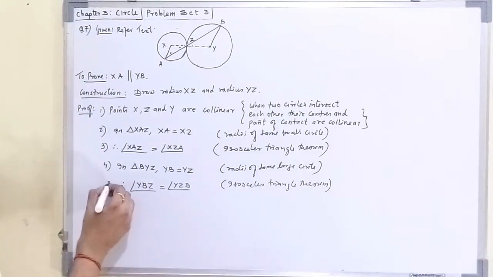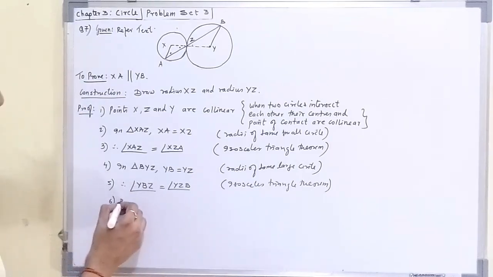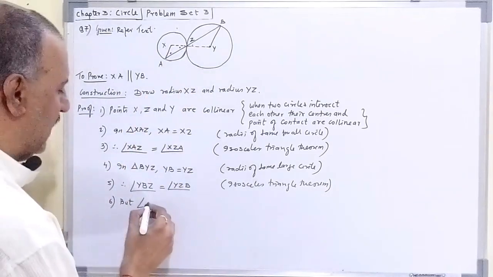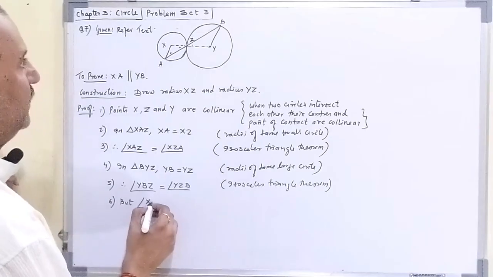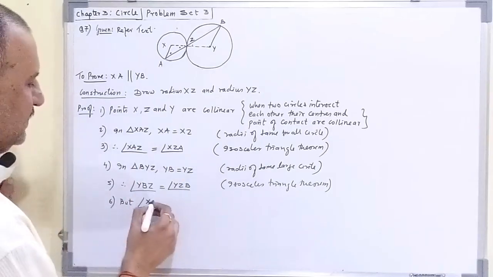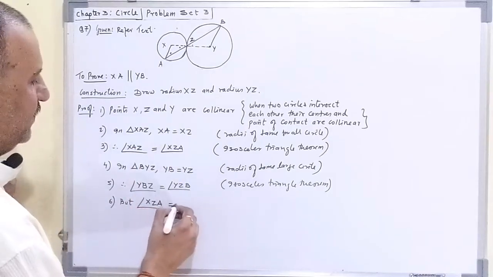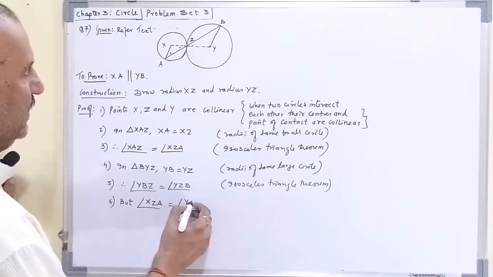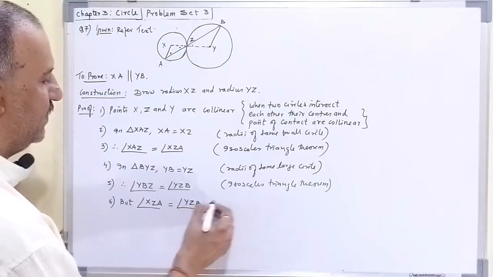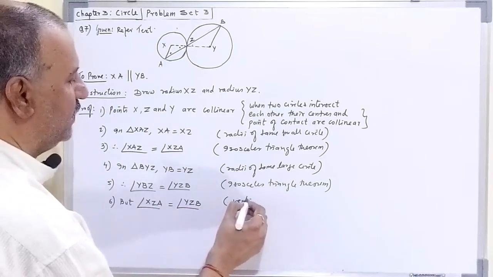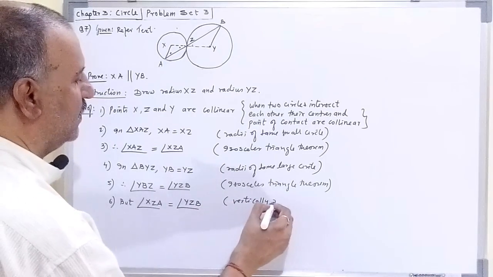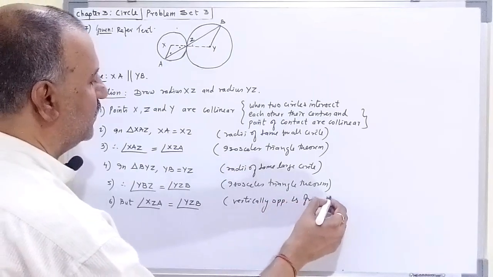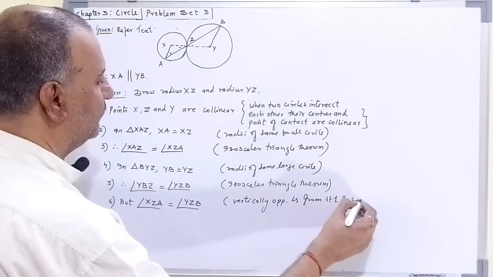Statement number 6. But because of this, angle XZA equal to angle YZB, vertically opposite angles from statement 1 and given.